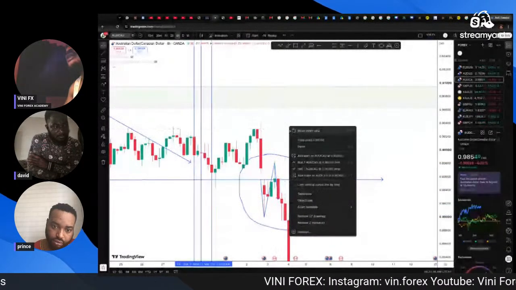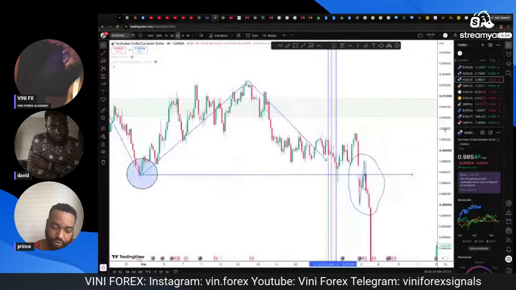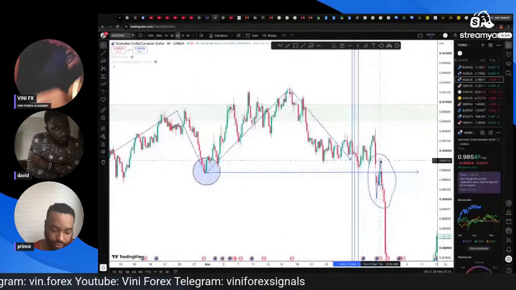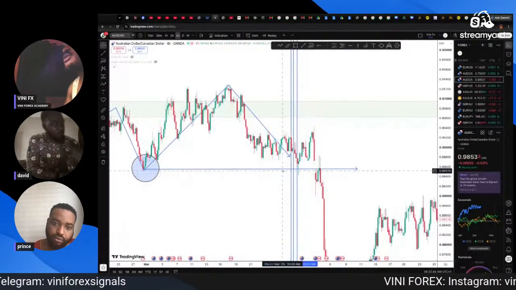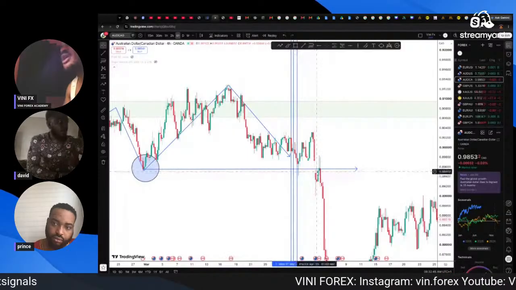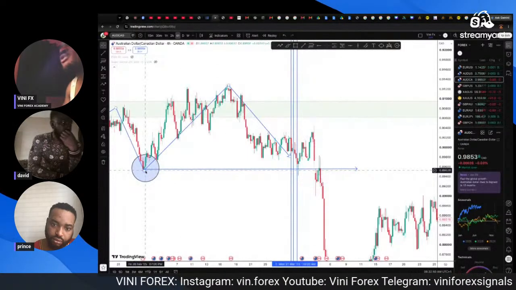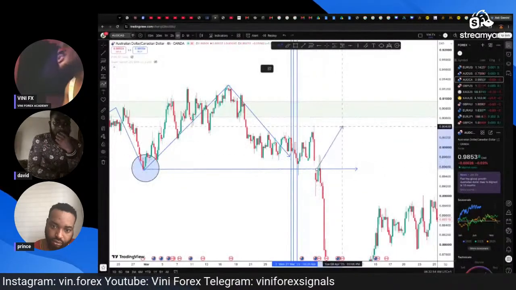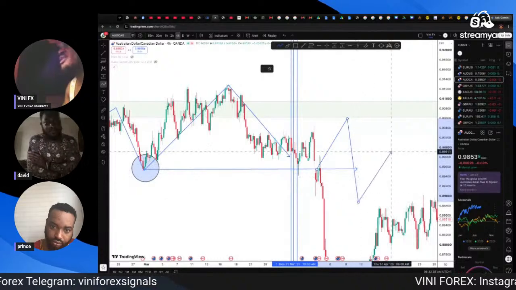The market showed you that it has turned to a downtrend. If you're a new trader, you can say, since the market has broken the last higher low, you will now be waiting to get your lower high, then the lower low, before you can sell.